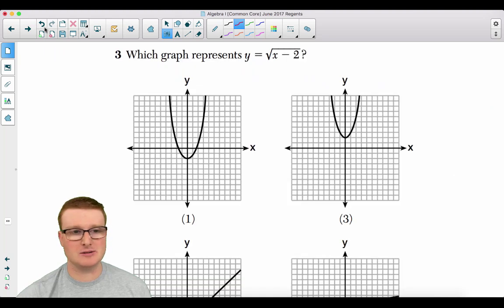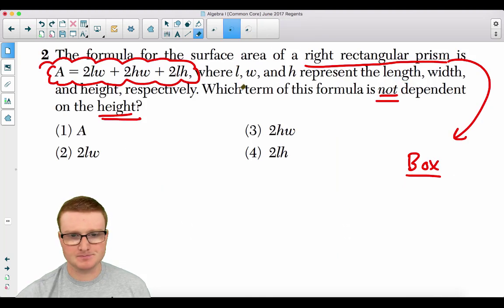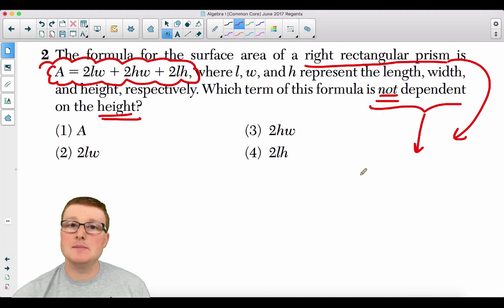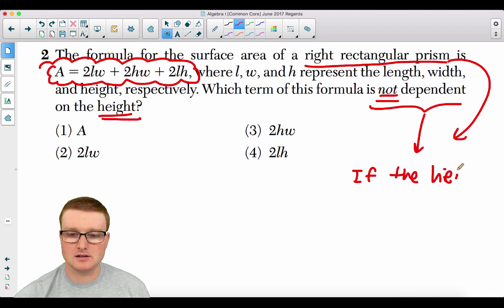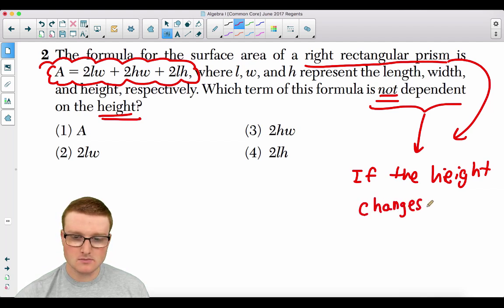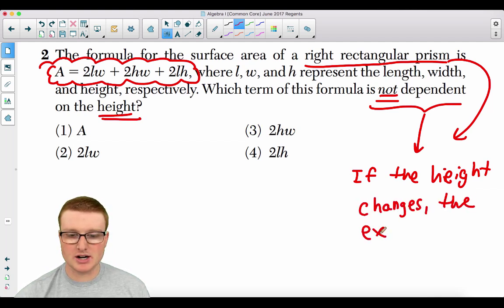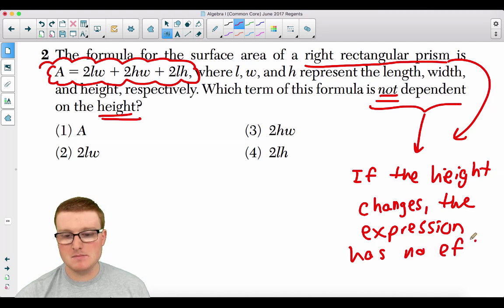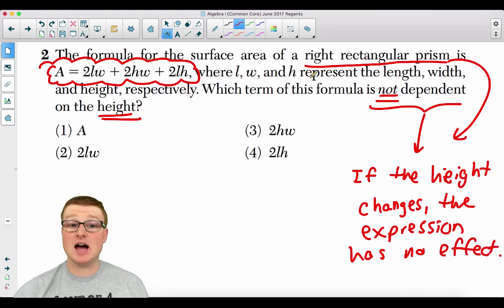Besides the point, it's asking you which term of the answers is not dependent on the height. Let me explain what that means. Not dependent on the height means if the height changes, the expression has no effect. Meaning, if you change the height and you look at an expression and nothing changes, that is your answer.